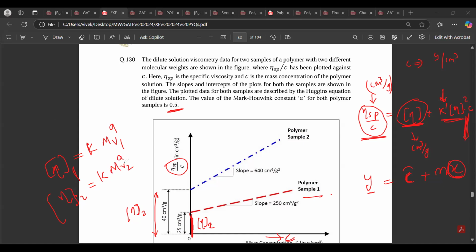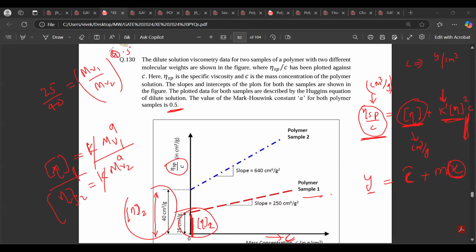So K MV1, MV2. You want MV1 by MV2. Just divide the equation, because I know my eta 1 and eta 2, 25 and 40. So eta 1 by eta 2 is 25 by 40, and K is cancelled out. This is MV1 by MV2 to the power a. a is 0.5, so it becomes 1 by 0.5, that is nothing but 2. So 25 by 40 is MV1 by MV2 to the power 2. Done, and you'll get your answer.